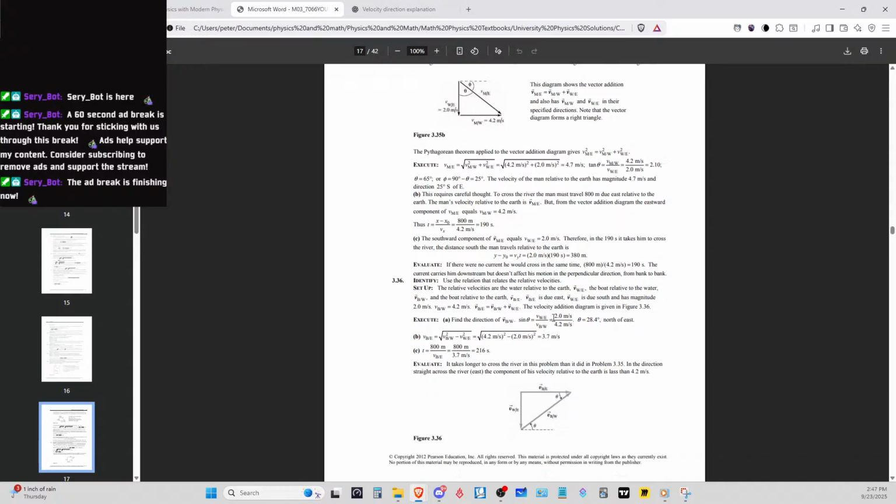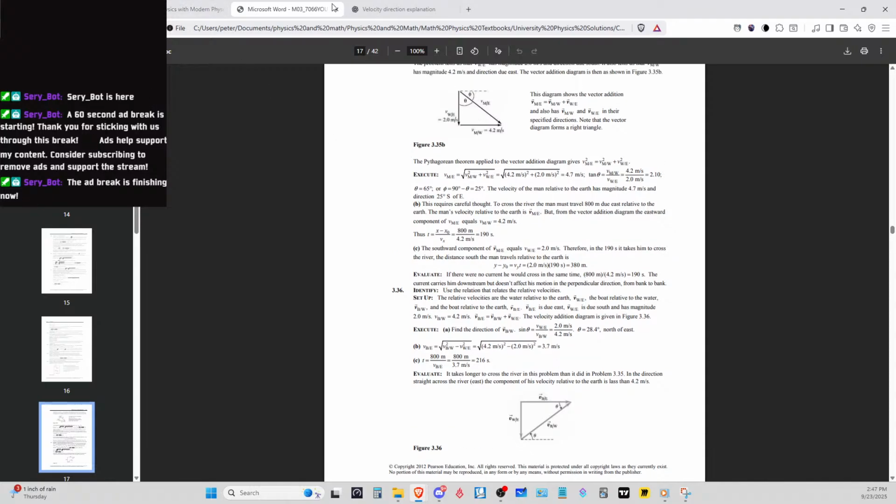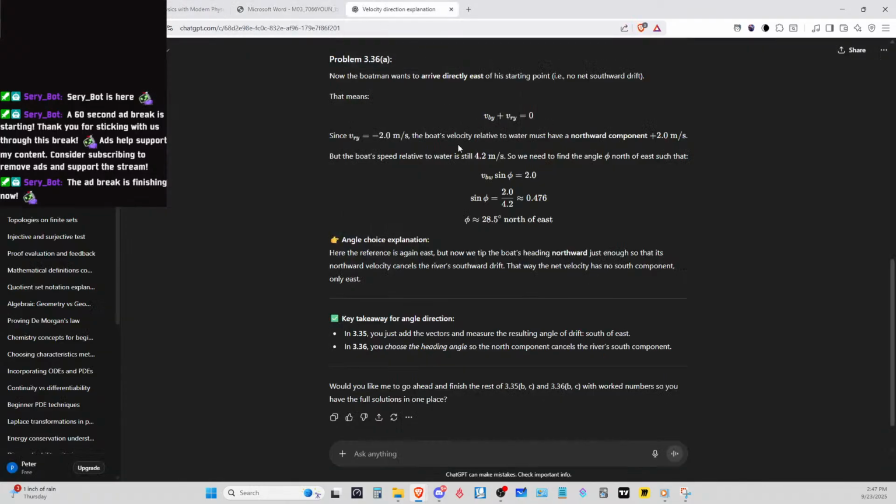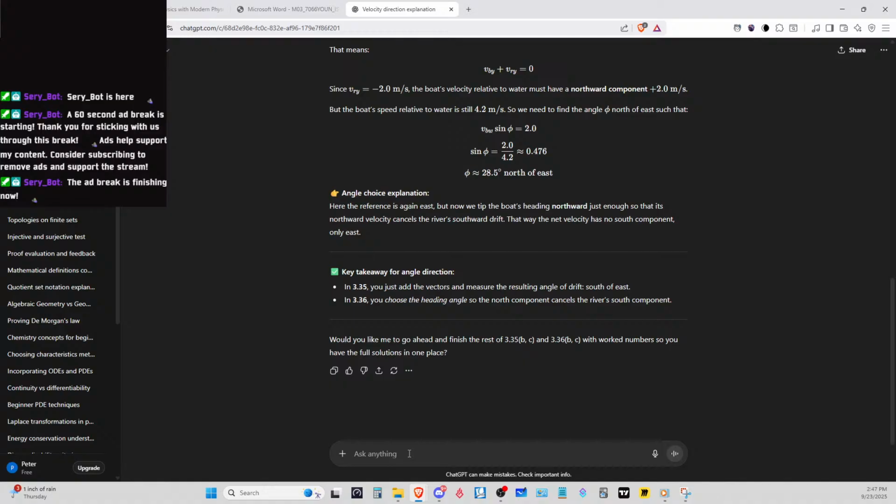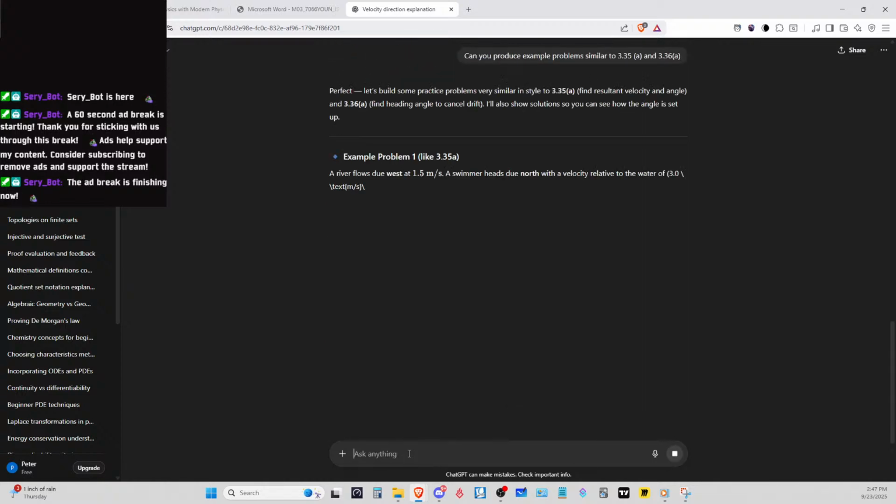I probably wish there were more problems like this. Maybe I can ask ChatGPT to produce a problem like it. Can you produce example problems similar to this? Maybe if I do more of these, it might help me think about it better.